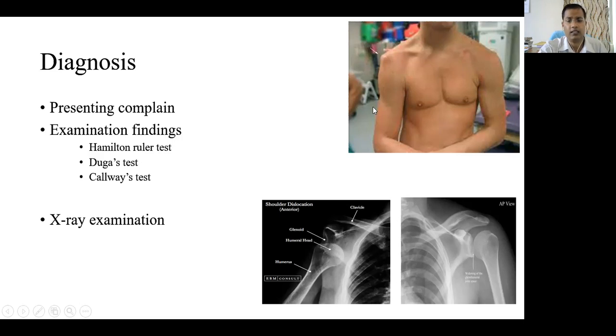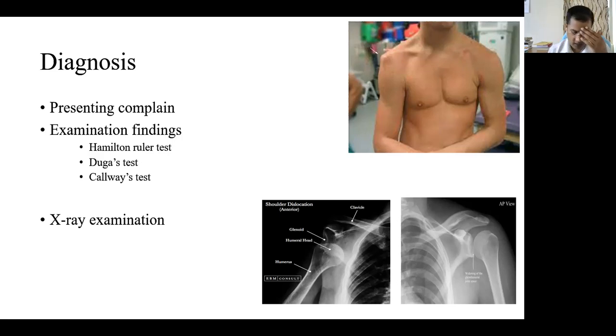Next test, the Dugas test. Dugas is a very simple test. Just ask the patient to touch the opposite side of the shoulder with his hand. The patient will not be able to touch it. Suppose this shoulder is dislocated and you ask me to touch this shoulder with this right hand, I will not be able to touch it. That clearly indicates that the patient may have a shoulder dislocation.